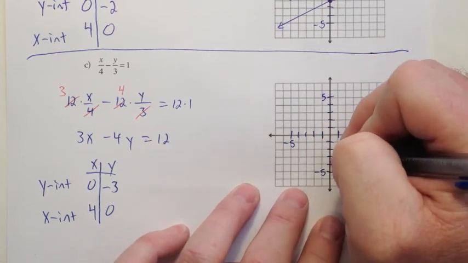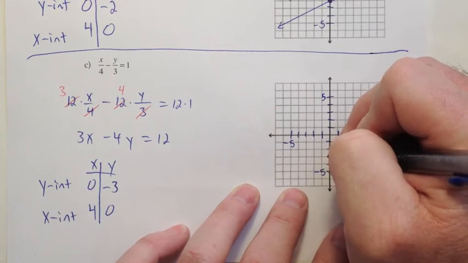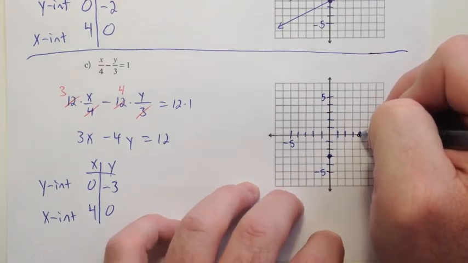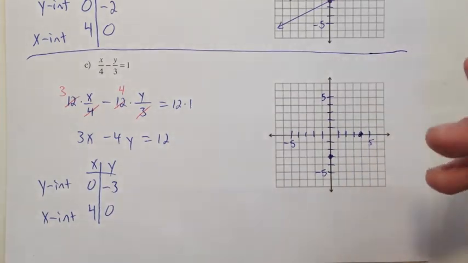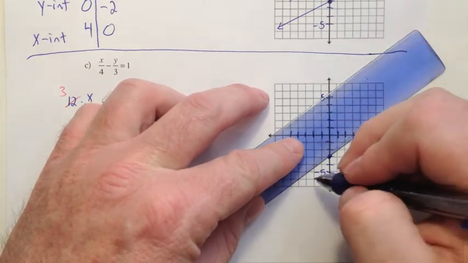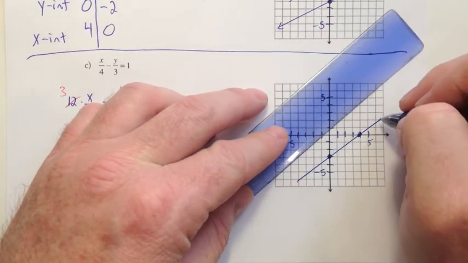And over 0, down 3, and over 4, up 0. I think that's almost the same line we had up on the previous one, I guess not quite. Line it up, and draw on the line.